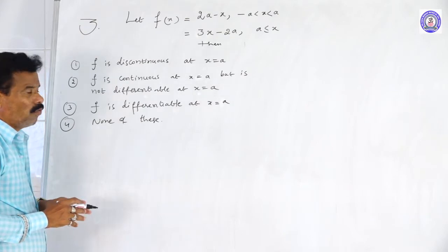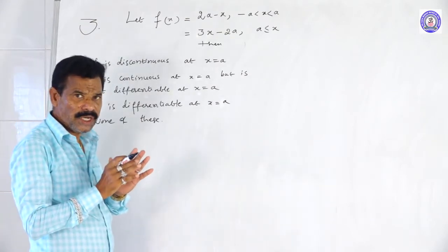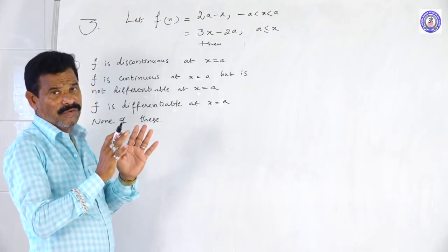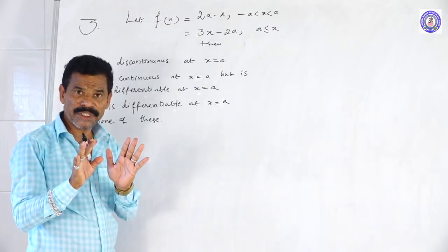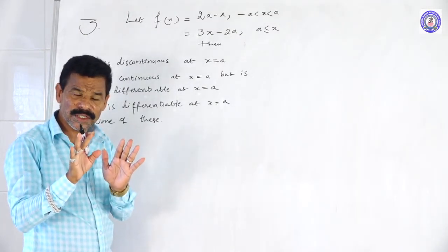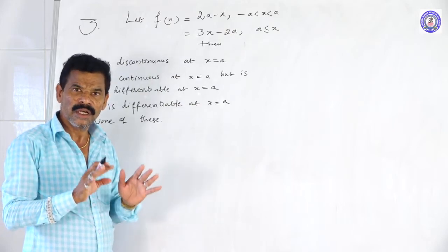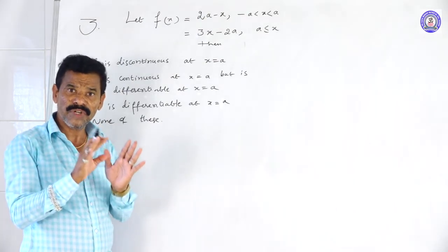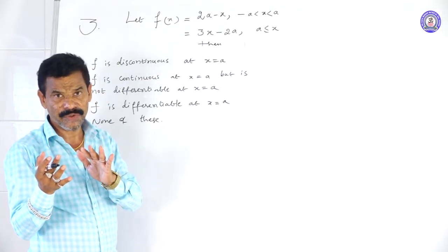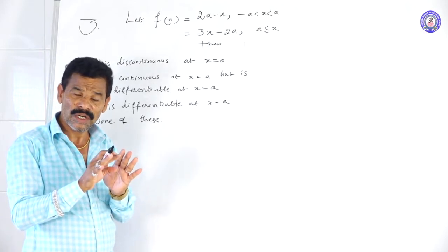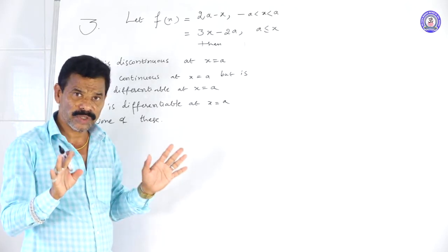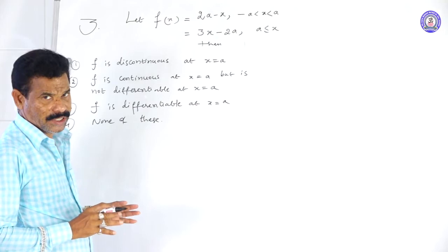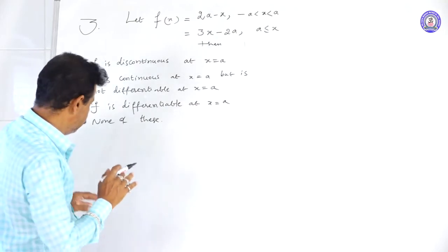We check for the continuous or discontinuous function, we find the left hand limit and right hand limit. If left hand limit is equal to right hand limit, then that function is continuous at x is equal to a. After that, he is asking differentiable or not. Here also left hand derivative, right hand derivative. If both are equal, it is differentiable, otherwise not differentiable. We first do continuity checking, left hand limit, right hand limit.